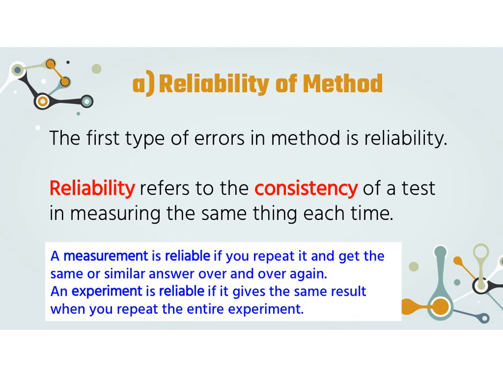So if you are conducting a given experiment, and you are repeating this experiment each and every time and you are getting the same result, this means that your experiment is reliable. If you are also repeating the experiment each and every time and you are getting the same results or the same measurements, this means that your measurements are also reliable. So, a measurement is reliable if you repeat it and get the same or similar answer over and over again.